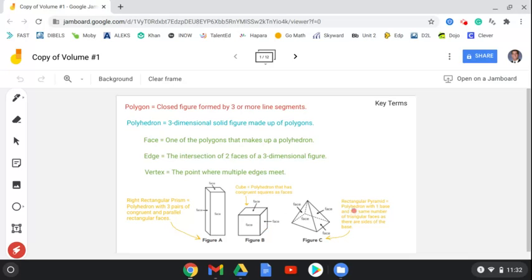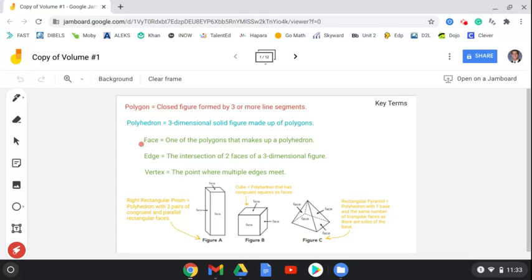Figure C, here we have a rectangular pyramid. A rectangular pyramid is a polyhedron with one base. It has one base and the same number of triangular faces as there are sides of the base. And so as you can see on the base, there's 1, 2, 3, 4 sides. And so I have 1, 2, 3, 4 triangular faces.